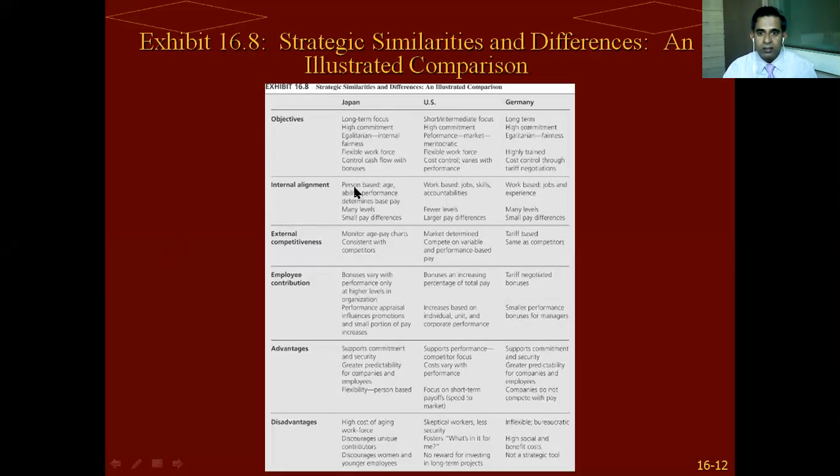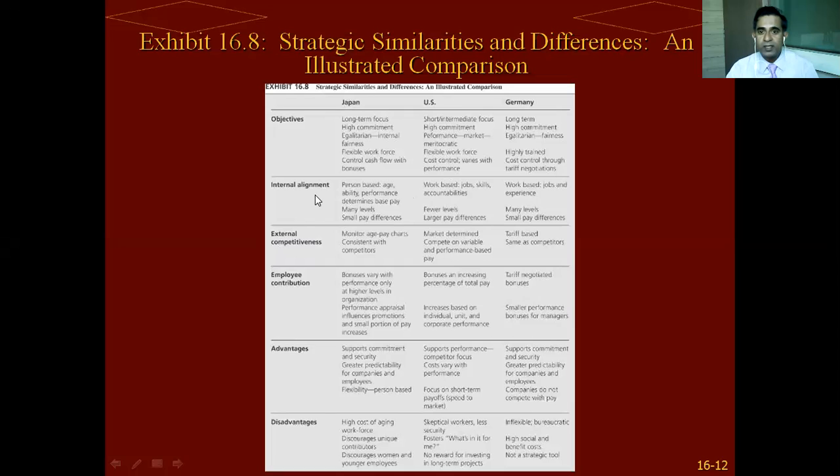In Japan, generally internal alignment is person based. It is based on age, ability, performance, and determines base pay at many levels. There will be different hierarchies, and the base pay is determined at each level of the hierarchy, and small pay differences will generally be found. Because we can see in the compensation objectives, they adopt an egalitarian approach. Everybody is equal, kind of a philosophy. That's why there are small pay differences in the internal alignment in Japan.